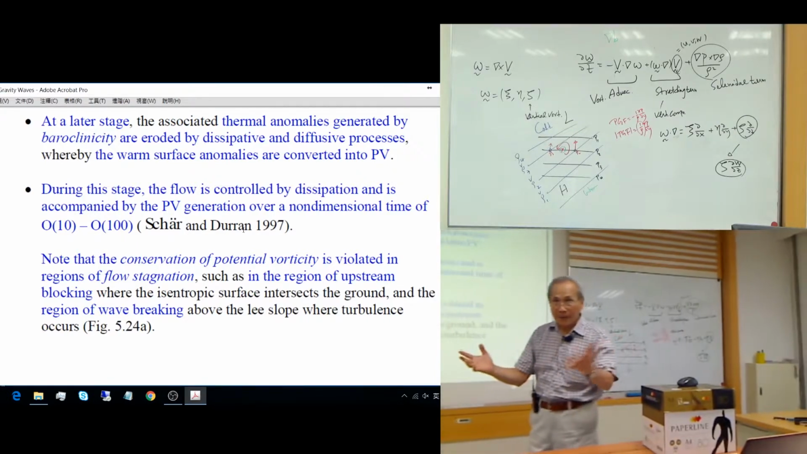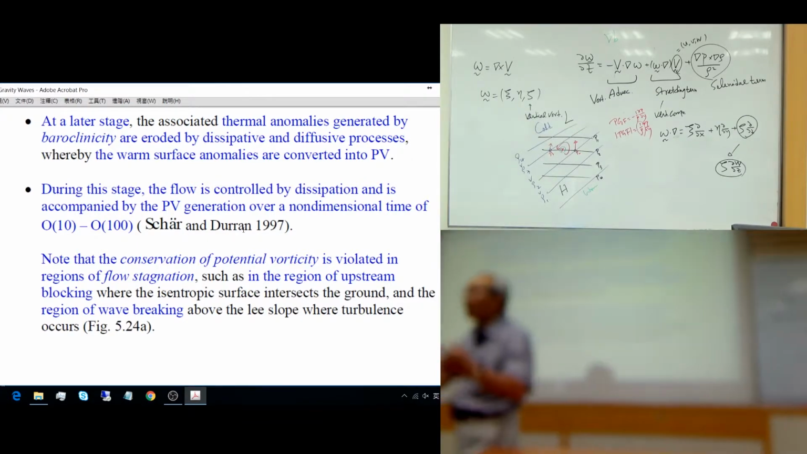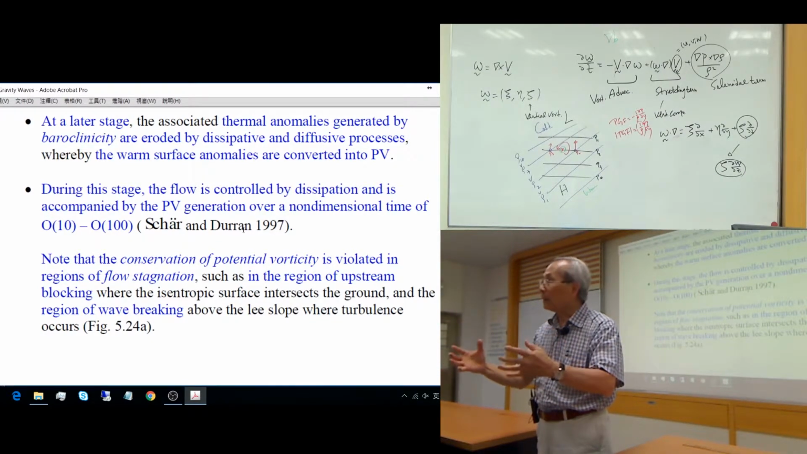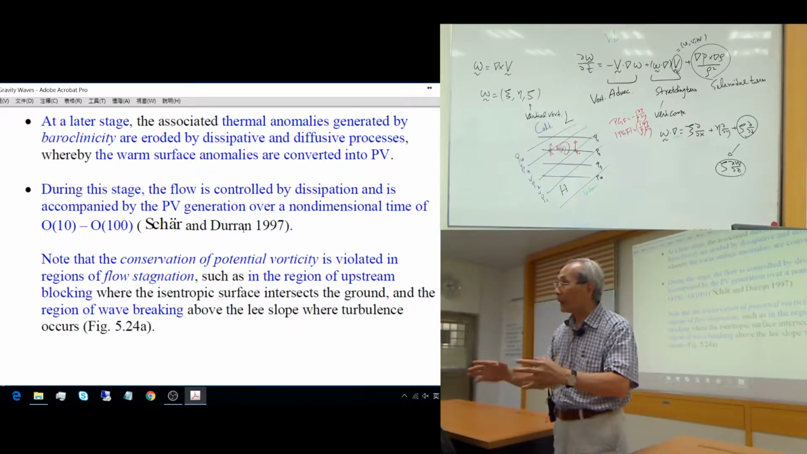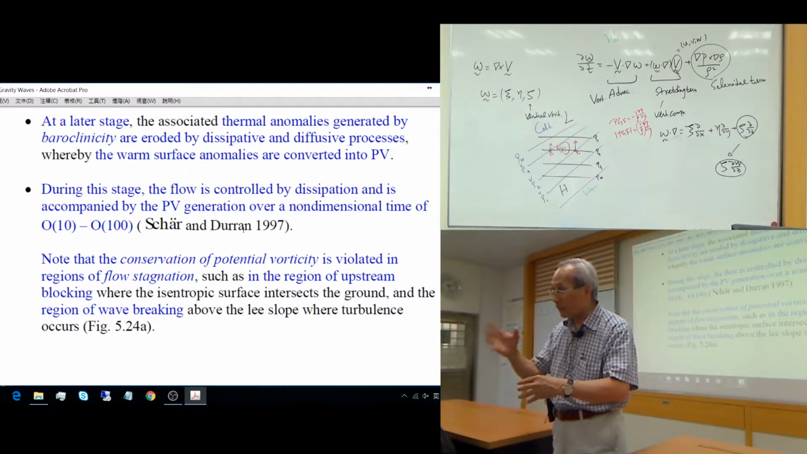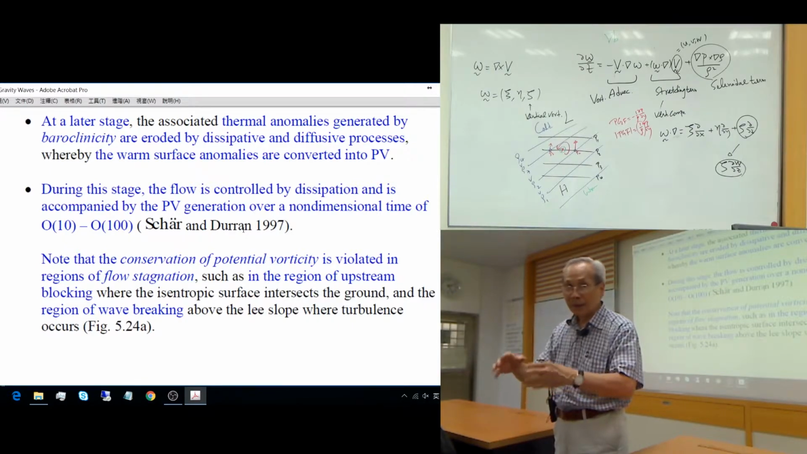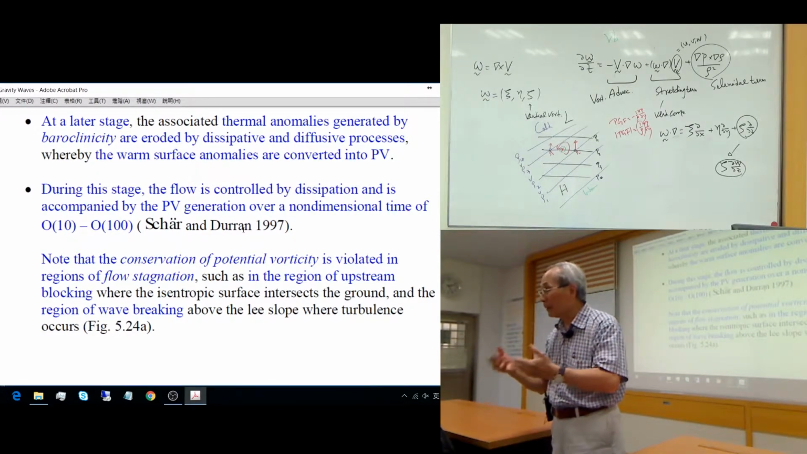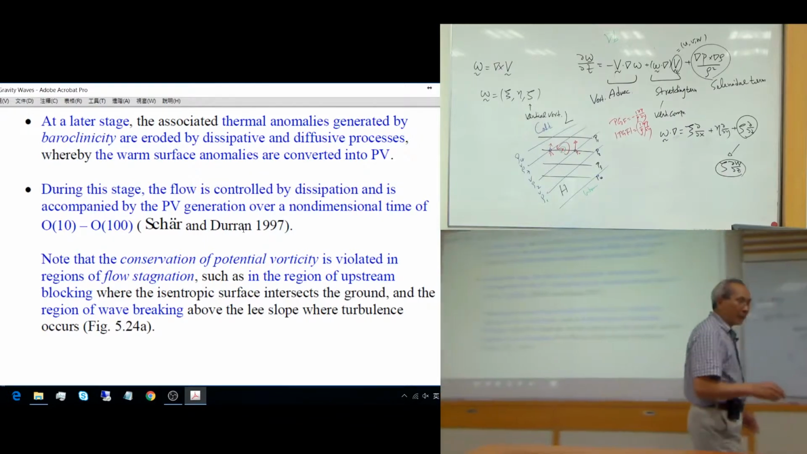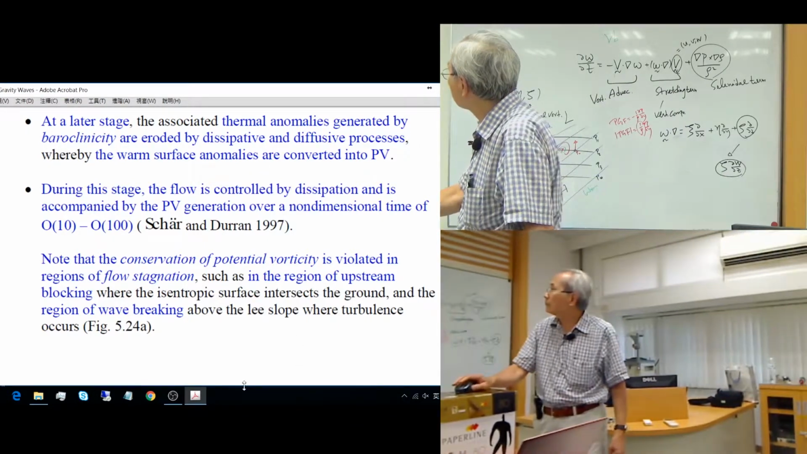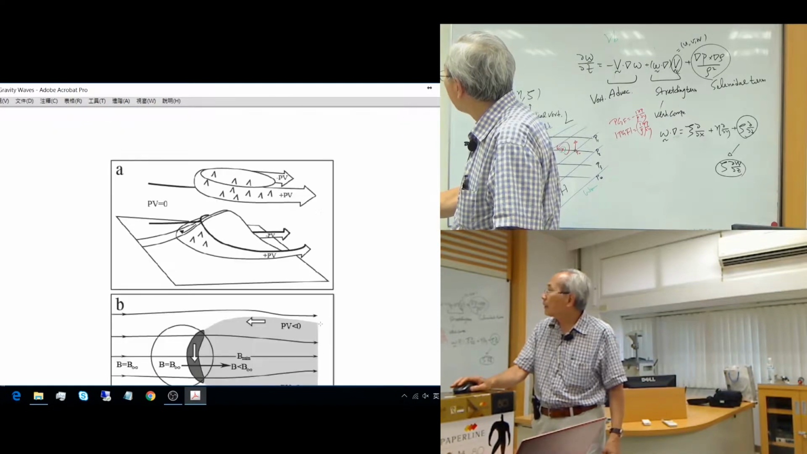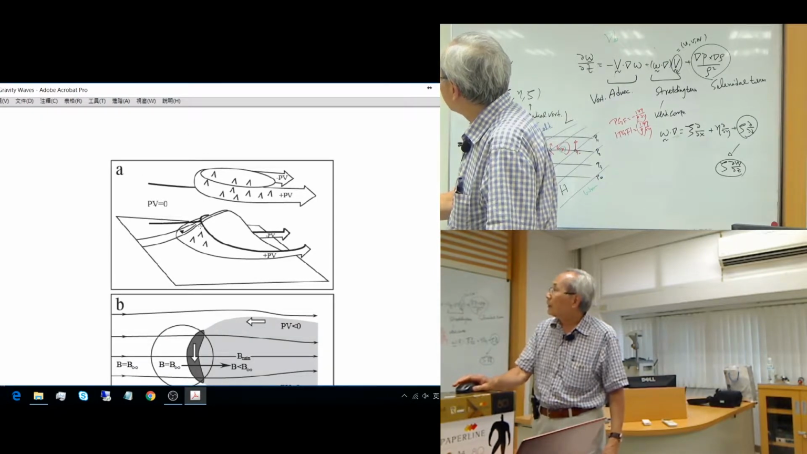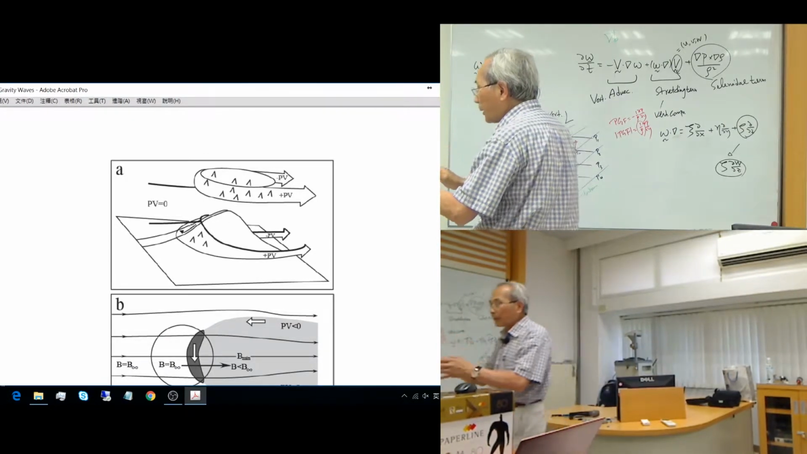And as you know, potential vorticity is conserved in an adiabatic and inviscid fluid. But when you have friction, you can generate vorticity. Okay, you can have dissipation of vorticity. When you have diabatic heating or cooling, you can also have generation and dissipation of potential vorticity. So he has an argument. Maybe it's easier to look at the upper one. That's Rossby's argument.